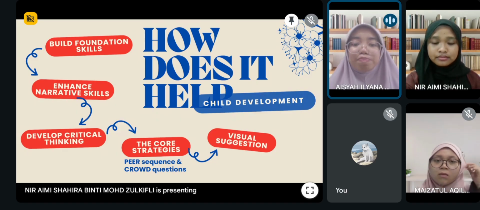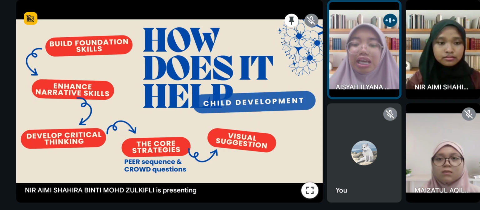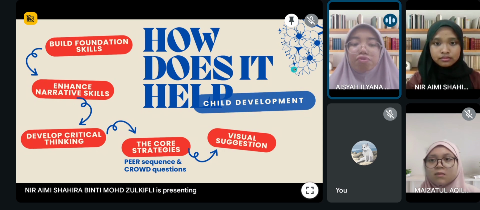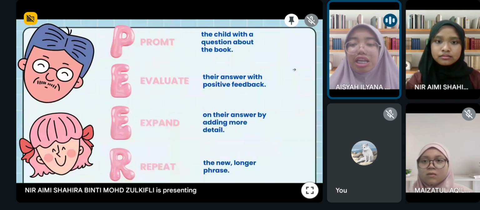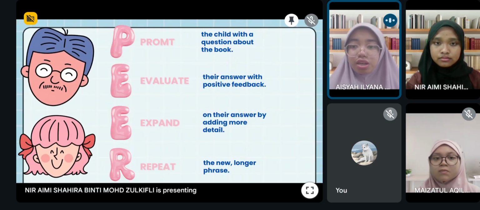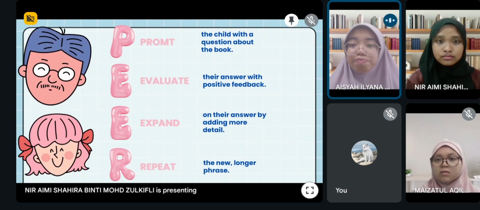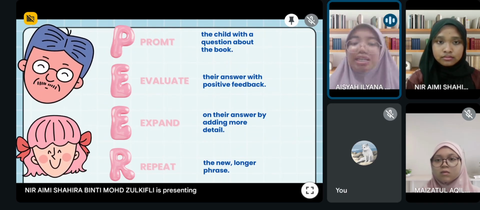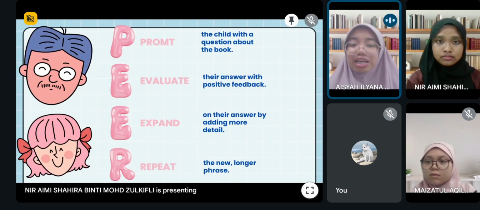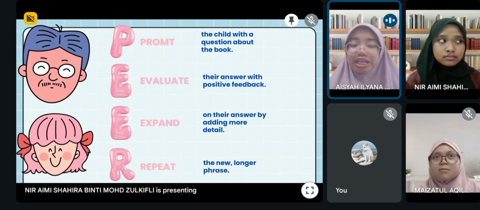To make this happen, we use two main strategies that are very easy to use and to remember. The first is called PEER sequence, and the second is a set of questions called CROWD. Now, let's break those down. First, I would like to talk about PEER sequence. PEER is a simple four-step cycle that you can use over and over again during the reading.